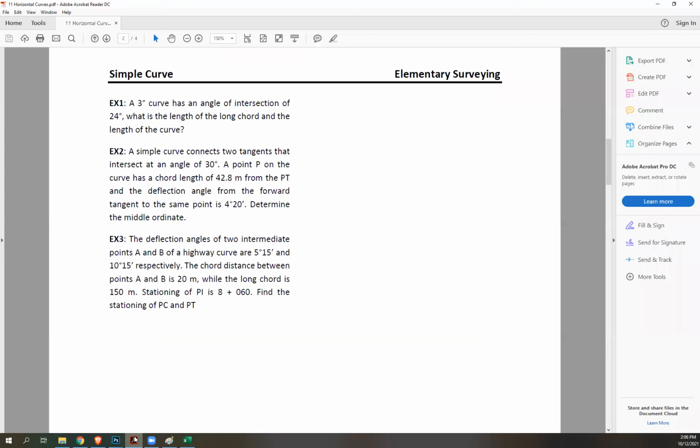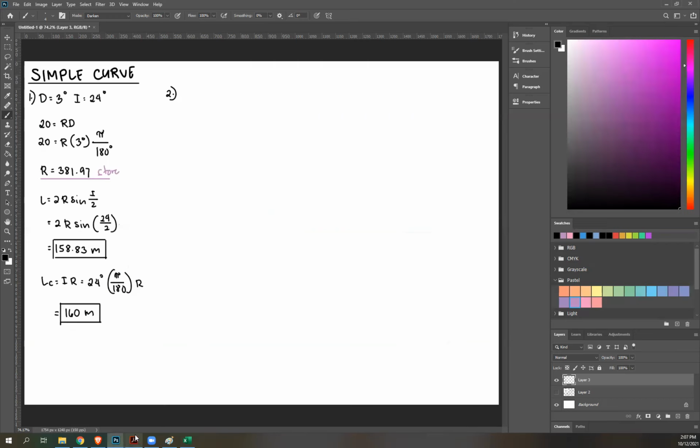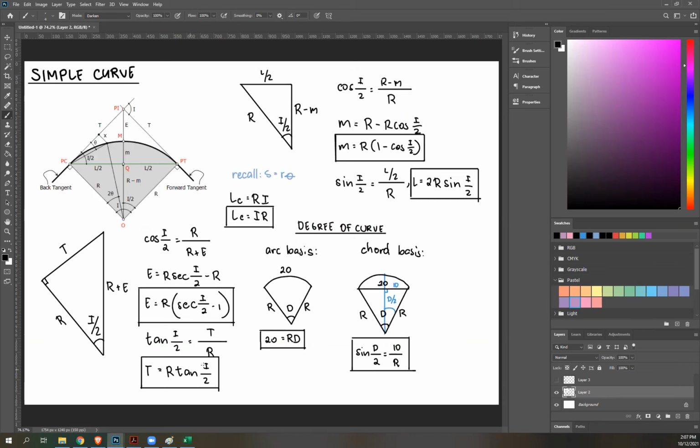Example 2, a simple curve connects two tangents that intersect at an angle of 30 degrees. A point P on the curve has a chord length of 42.8 meters from the PT, and the deflection angle from the forward tangent to the same point is 4 degrees 20 minutes. Determine the middle ordinate. We've got to solve for middle ordinate. Let's figure out how to get that. So middle ordinate M is R times 1 minus cosine I over 2. We're given I. So once again, the problem here is getting R.